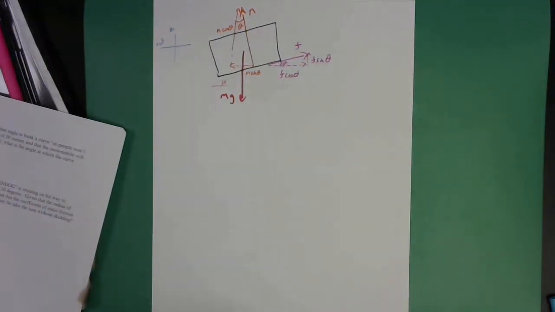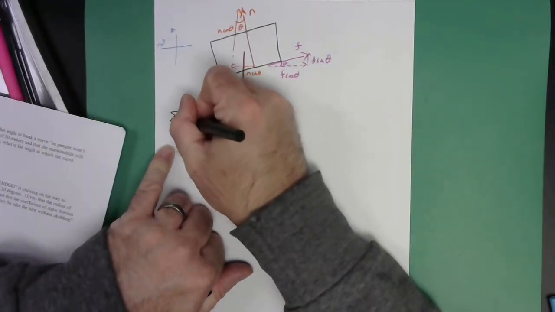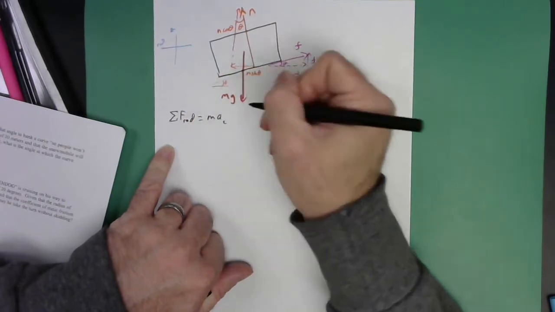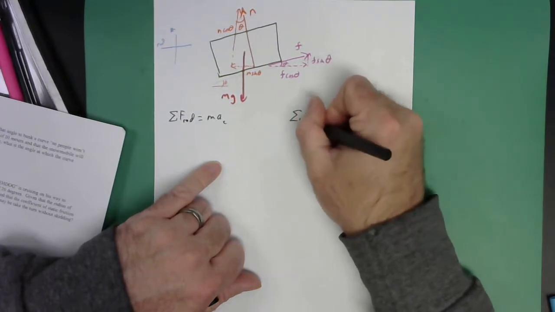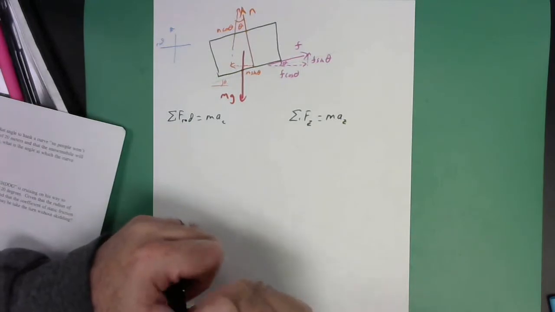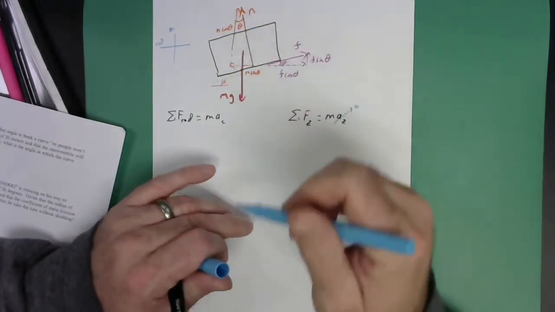We're going to do the sum of the forces in the radial axis is mass times acceleration. I'm just going to jump right to centripetal. We're also going to do the sum of the forces in the z-axis is equal to mass times acceleration in the z-axis. And yes, we know that acceleration in the z is going to be 0 because we're not accelerating up and down.